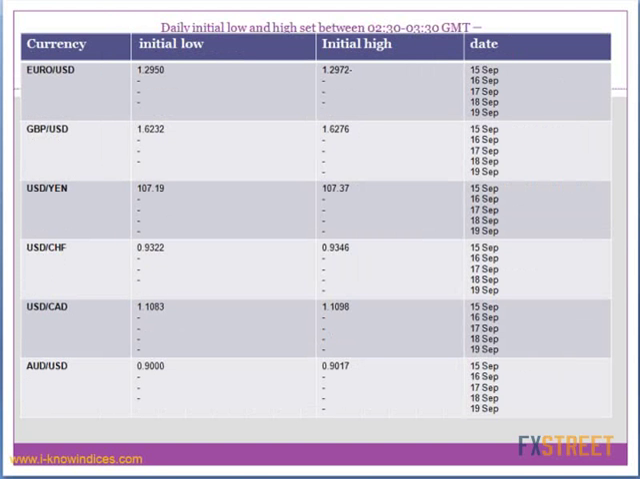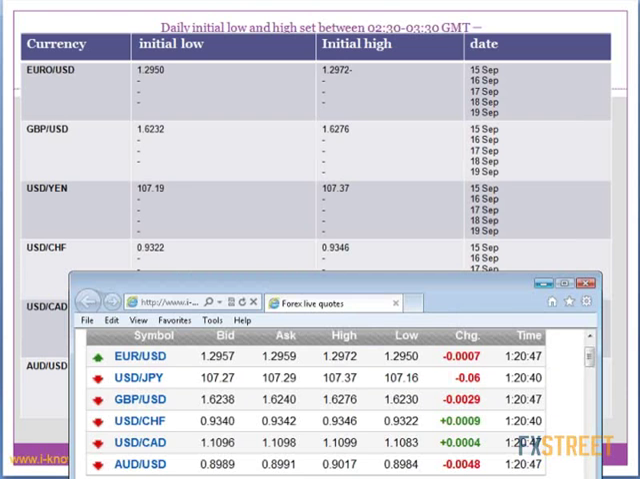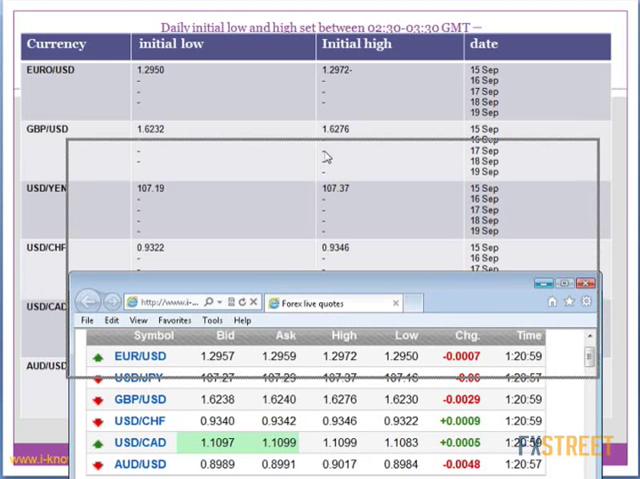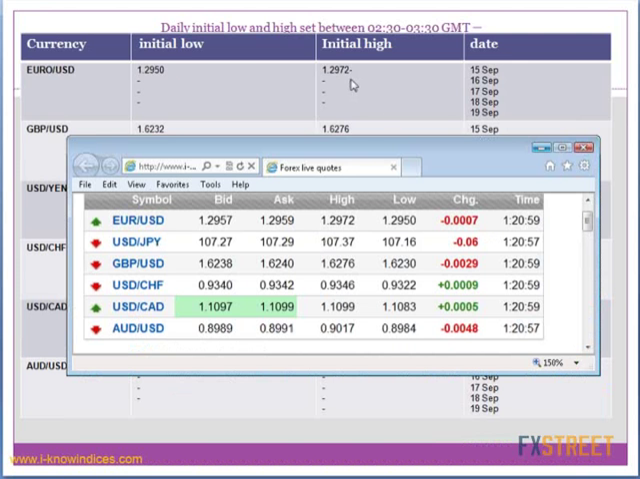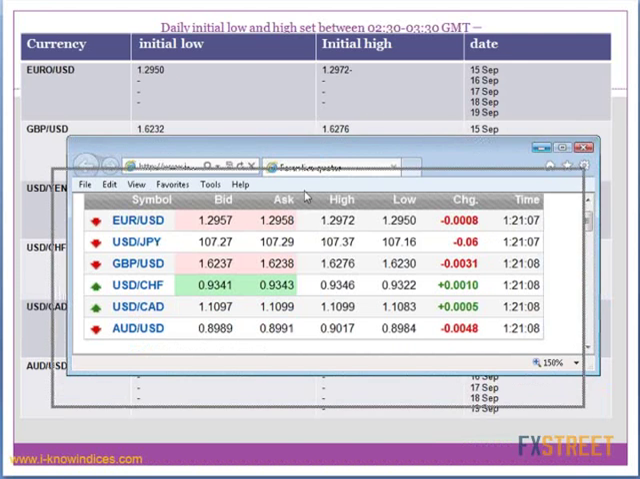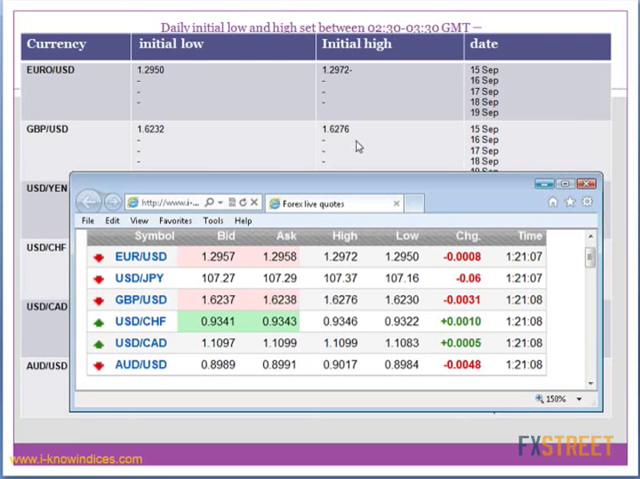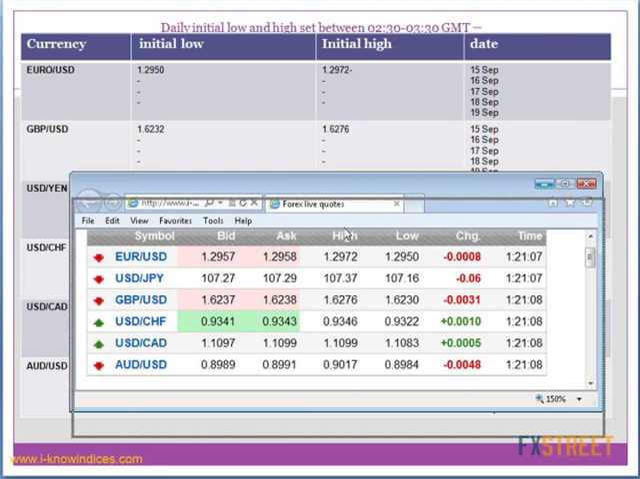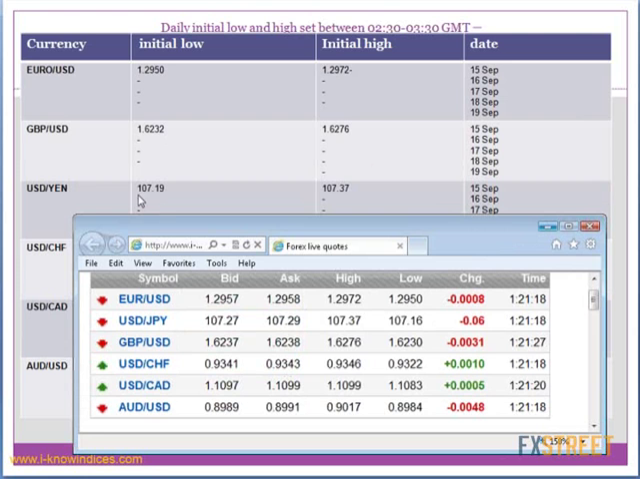Now, these are all the initial lows and highs I noted down by 3:30 GMT, and we will try to find out how exactly the market is in the current situation. Euro has not breached the low or the high set around 3:30 GMT, and GBP also has not breached the low or the high. In the case of yen, they just breached the low. 107.19 was the initial low. They breached it and formed 3 pips below the low, 107.16, and then started gaining the level. So it is a brief downward stopping before making the rise. And the high they have not breached.